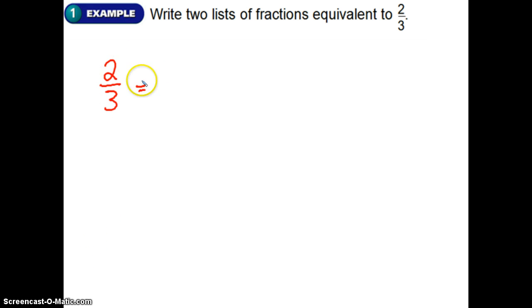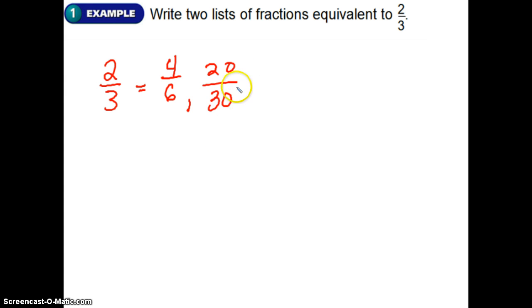So 2/3, I would say, let's times the top and the bottom by 2. I just picked that randomly. That means I would get 4/6. Let's say I want to times the top and the bottom by 10. That means I would have 20/30.